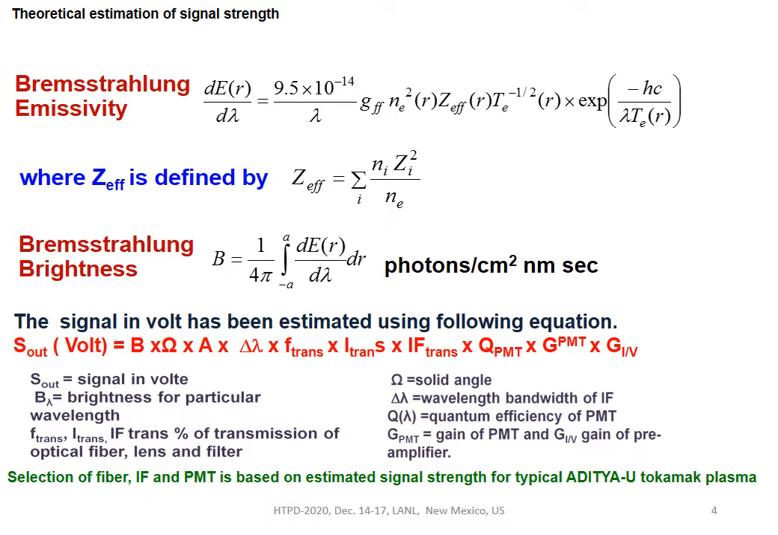This estimated signal, once we know the photon flux, we have to design a system to record this much flux. So the signal output voltage depends upon B, omega, A, delta lambda, F transmission, I transmission, IF transmission, QPMT, GPMT and GIV, where each of these is defined individually. Here we have to select fibers which are good for transmission. Interference filter transmission should also be good. The PMT should have good quantum efficiency near this wavelength range to give a good signal.